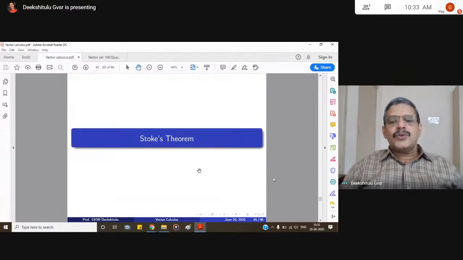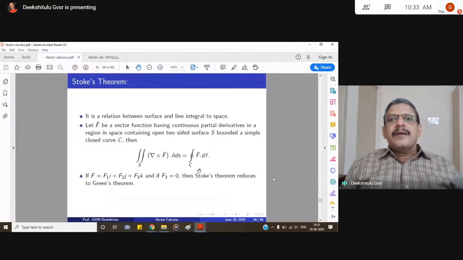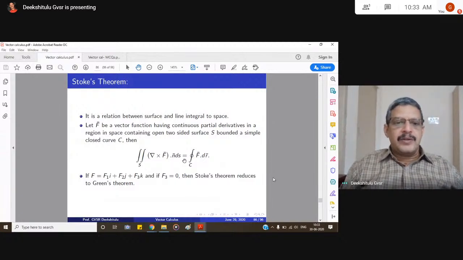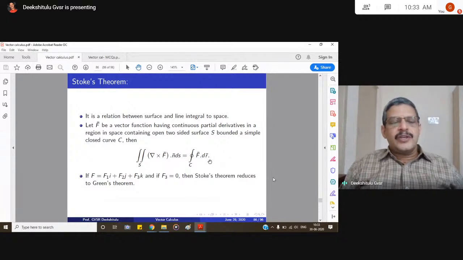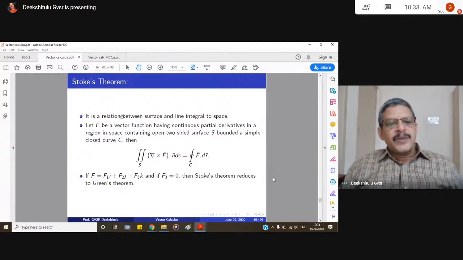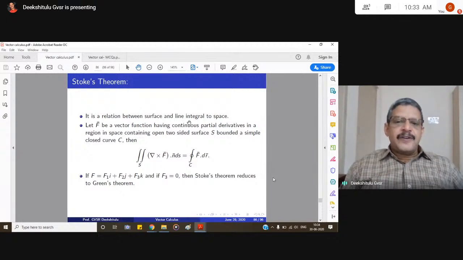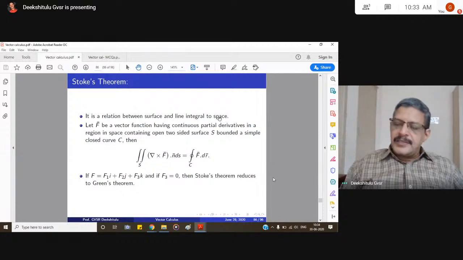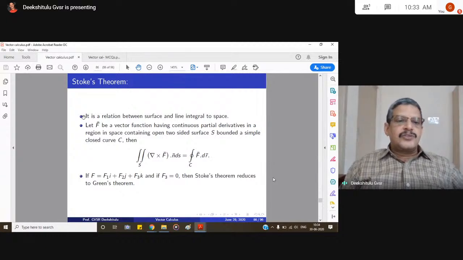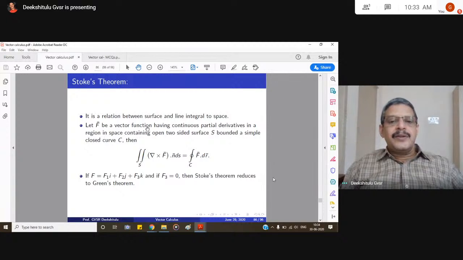Now comes Stokes' theorem. See, I said Green's theorem is defined only in two-dimensional plane regions, whereas Stokes' theorem and the next theorem, that is Gauss divergence theorem, these two theorems are defined in a space. Okay, regions in a space. It is a relation between surface and line integral. Just like Green's theorem, the only difference is Green's theorem is defined over a plane and Stokes' theorem is defined on a space, that means three-dimensional regions.